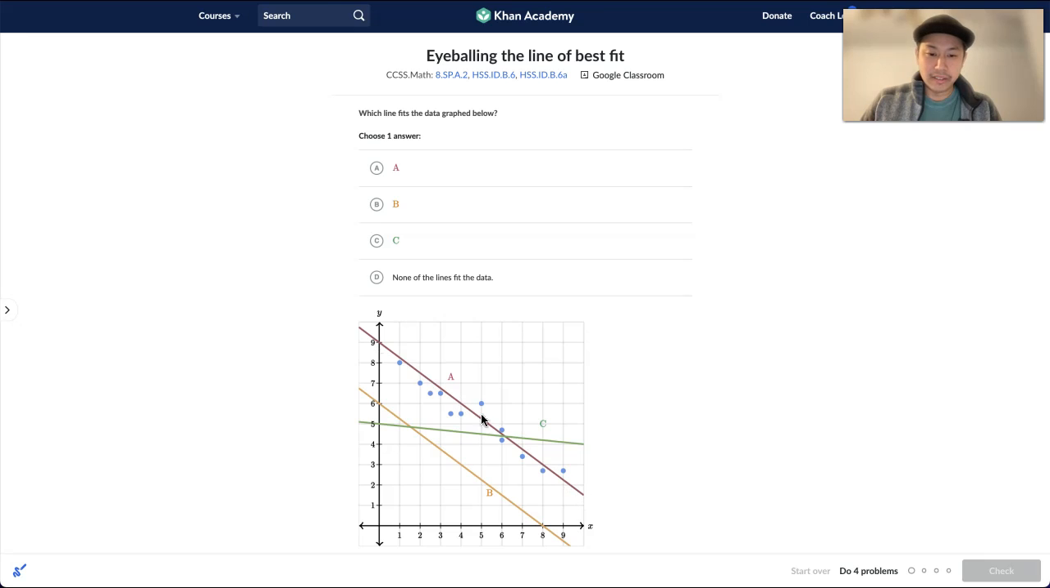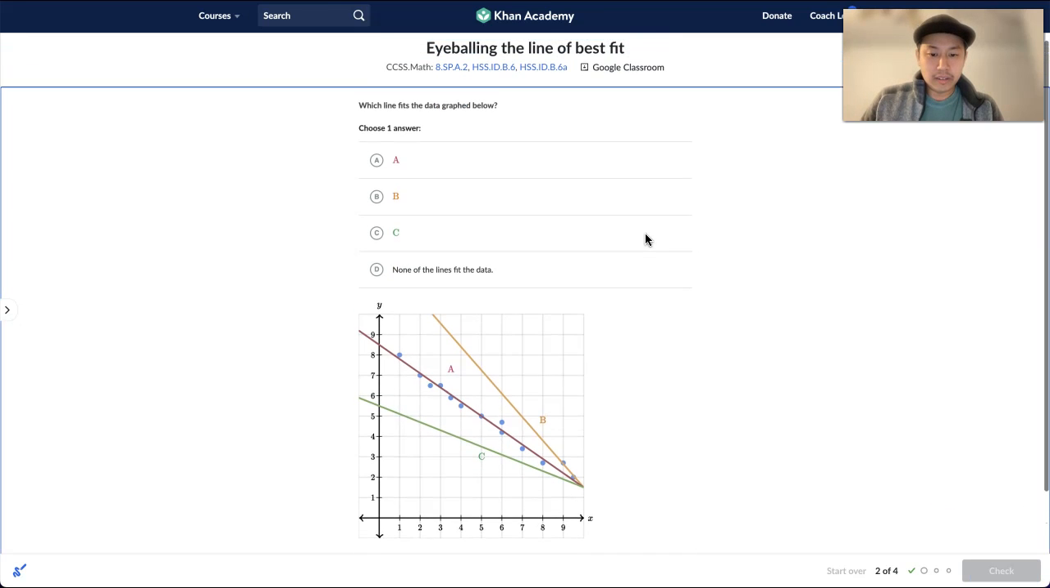Okay, so take your time analyzing this. Again, a common mistake is students will think, oh, I have to go through every single point. That can't be the case unless it's the perfect correlation. Okay, so line A would be the best eyeballing of the line of best fit.